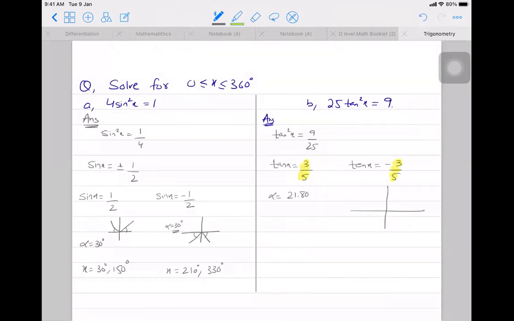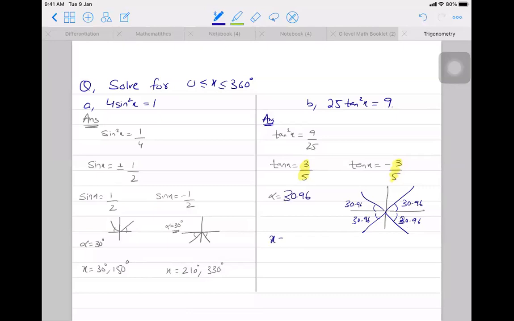So tan x is positive in the first and the second quadrant, and negative in the third and the fourth quadrant. So I know that the basic angle is going to be the same because of the value on the right hand side. Sir, the basic angle is 21.8? Tan inverse of 3 upon 5, right? 30.96. Yeah, right.